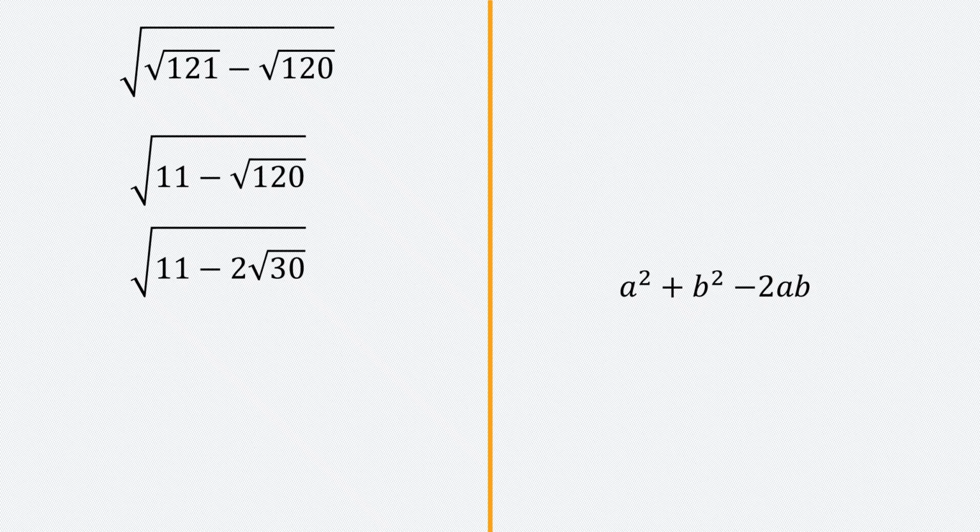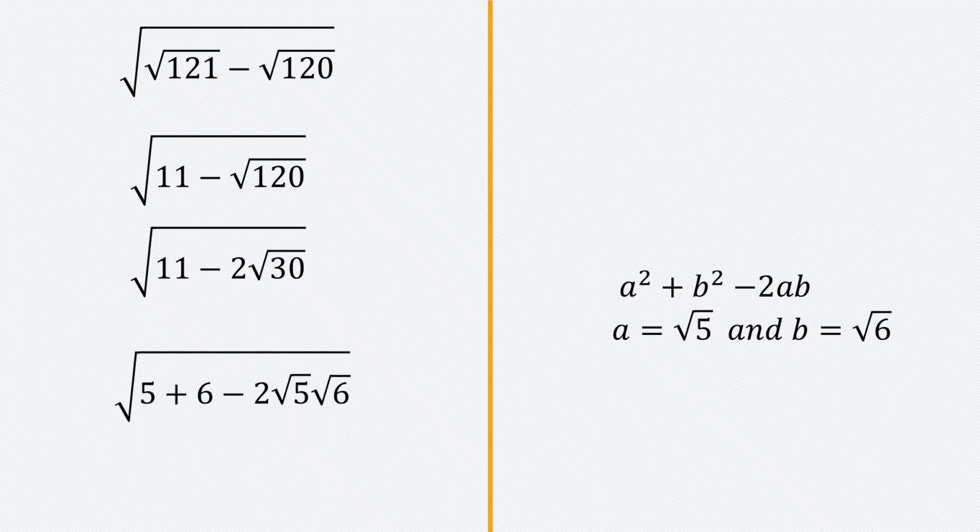To do that, we have to represent a with the square root of 5 and b with the square root of 6. In that case, a squared becomes 5 and b squared becomes 6, and 5 plus 6 is indeed 11. So a squared plus b squared becomes 11. And a is square root of 5 and b is square root of 6, and that product is the same as square root of 30. So that side also makes sense now. So our expression is now in the form a squared plus b squared minus 2ab.